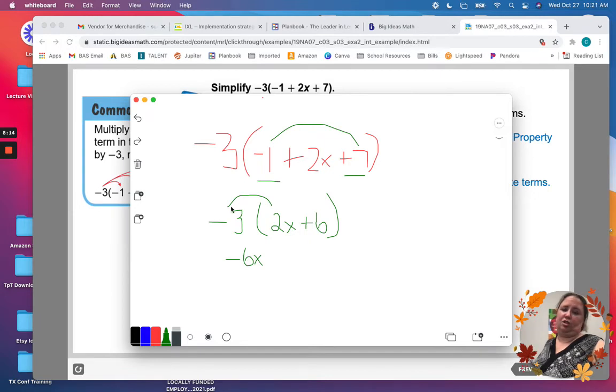Now I'm going to do the second half. What's negative 3 times positive 6? Negative 6. What's 6 times 3? 18. And it's a negative. Why is it a negative? Because it's negative times a positive, which gives you a negative. So this would be my final answer. Negative 6x minus 18.